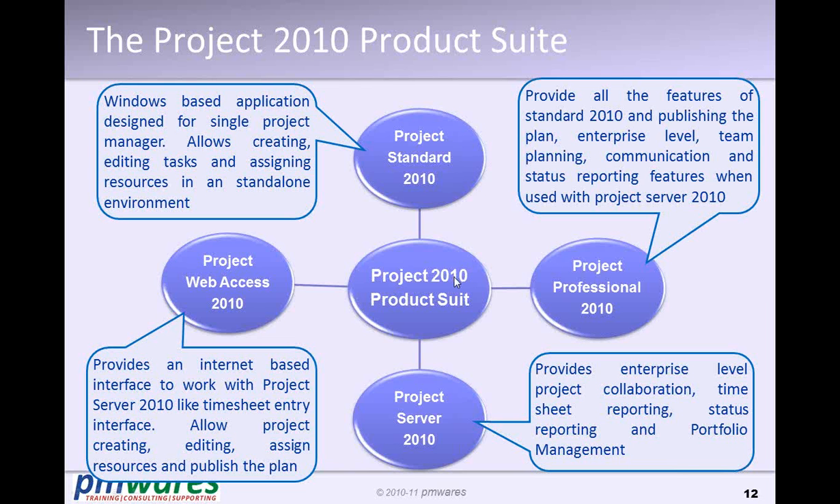And the second thing is a collaboration platform where you can manage your risks, manage your issues, share files, manage your meetings, and maintain your MOM and several other things. So that's a collaboration part also. And Web Access is actually providing the facility for collaborating, submitting timesheets, and doing a subset of Project Professional.